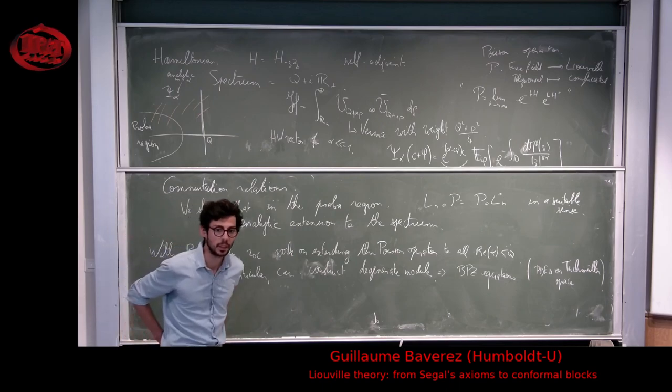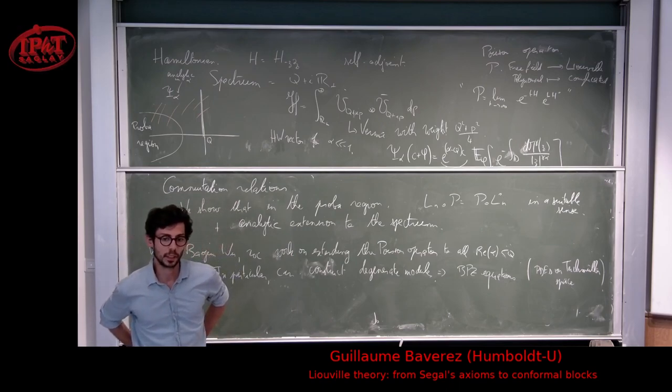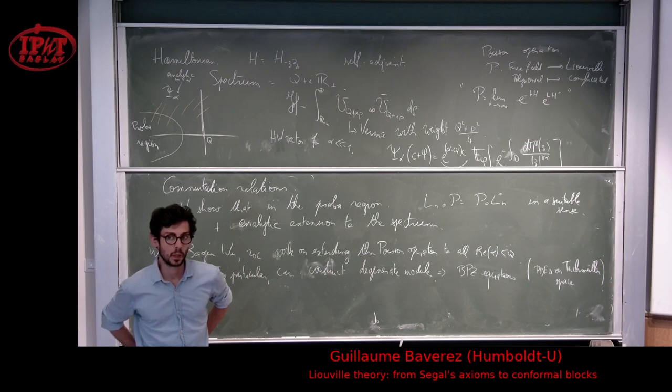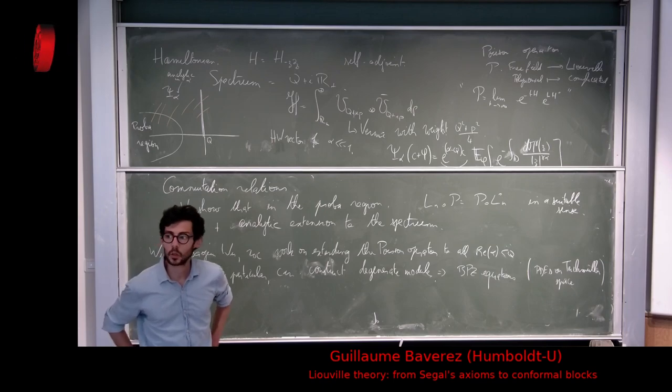Yeah, a global question: a few years ago it seems that some of your co-authors claimed that they have given a rigorous probabilistic construction of Liouville theory, including proving the bootstrap. And now it looks like you are giving a different construction?